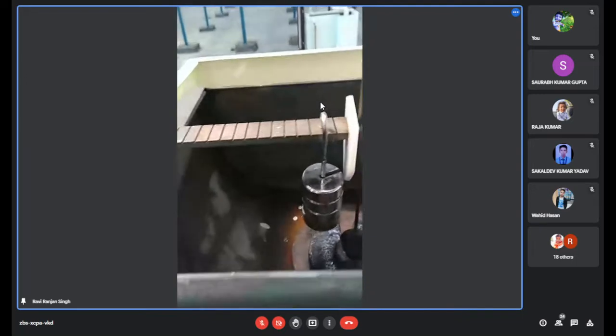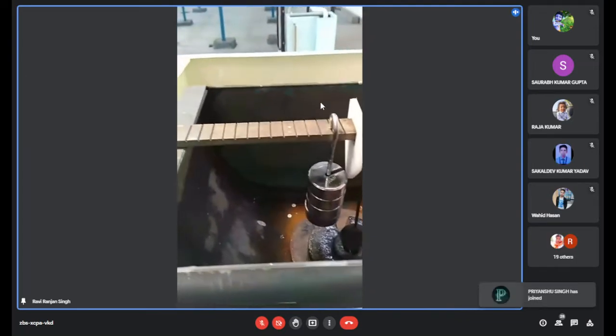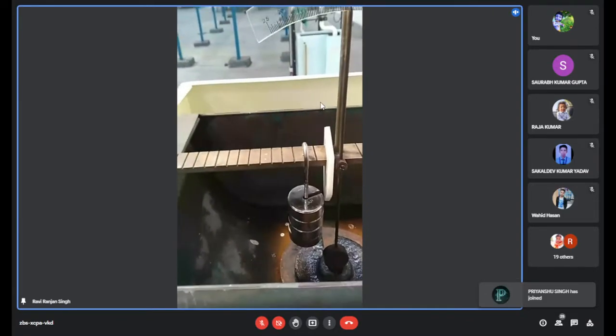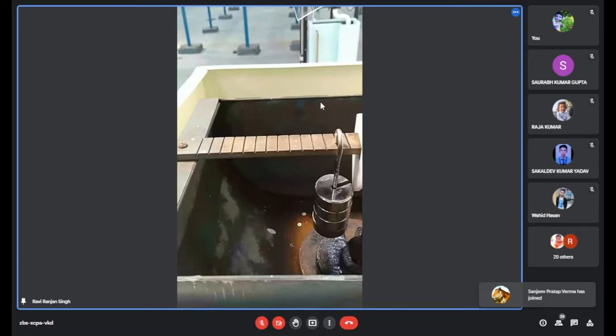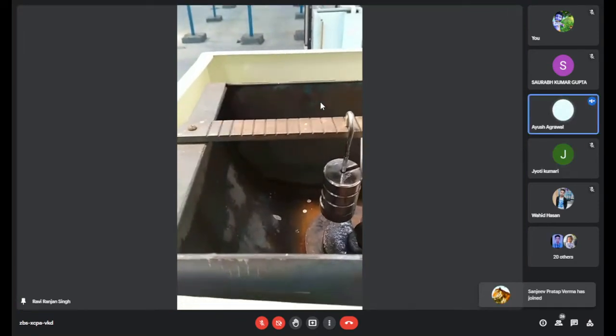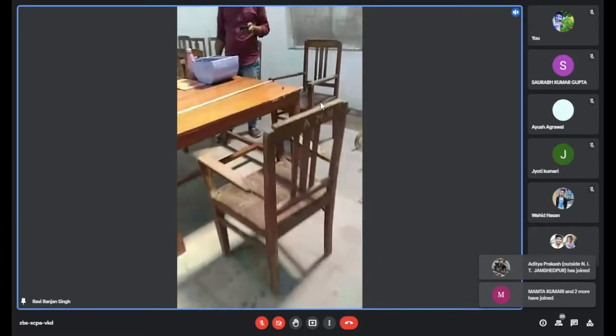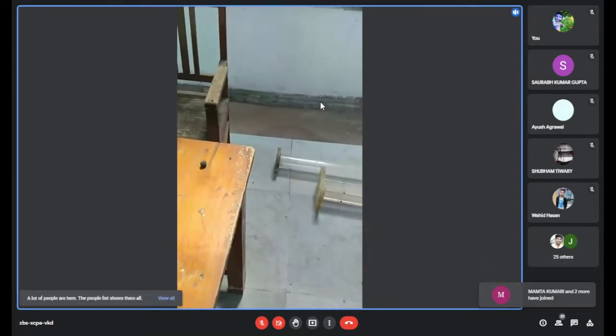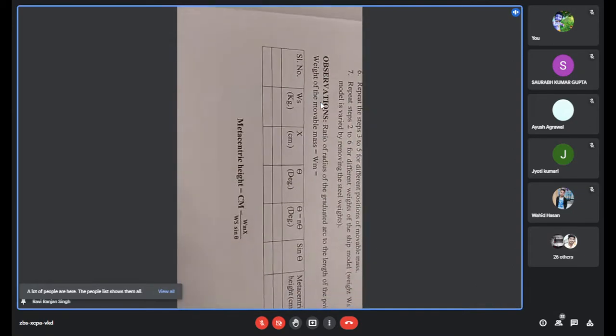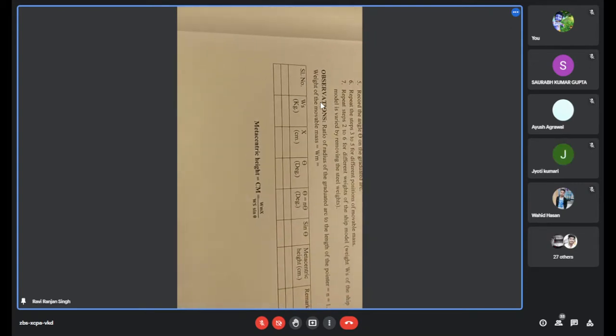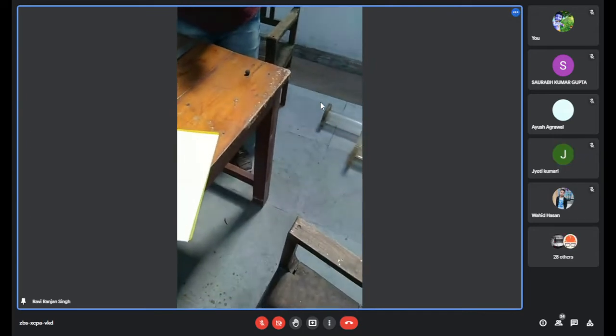So first, do you already have our lab manual in soft copy form? Yes, sir. Okay, so we have one observation table. Make that observation table, and we will start our experiment after that. This is the observation table we have. Make the table in your notebook, and then we will start our experiment. I am giving you 2 to 3 minutes to make this observation table.